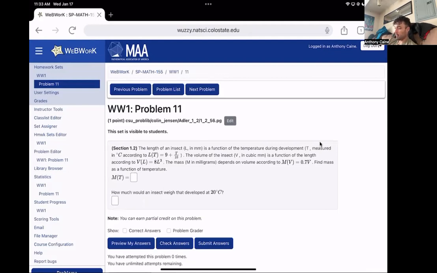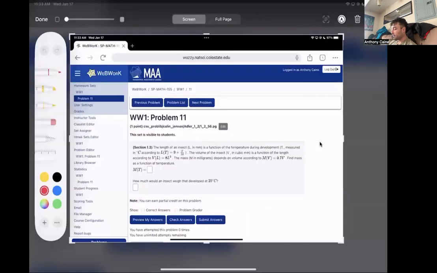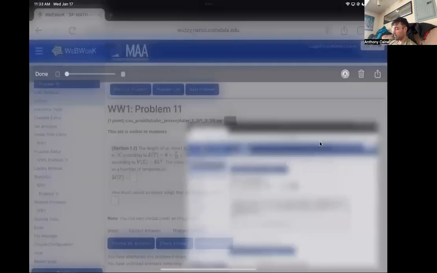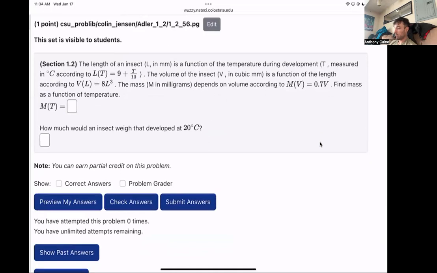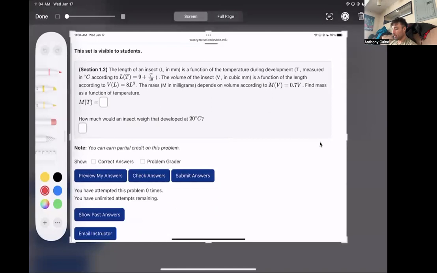We're gonna have to screenshot this. Let's zoom in a bit. There we go, and then screenshot it. All right, so the length of an insect is a function of temperature. If you know temperature, then there's a way to figure out the length. In fact, that function is 9 plus the temperature divided by 10. That's how you would go from temperature to length of an insect.